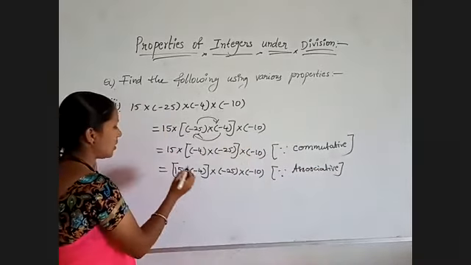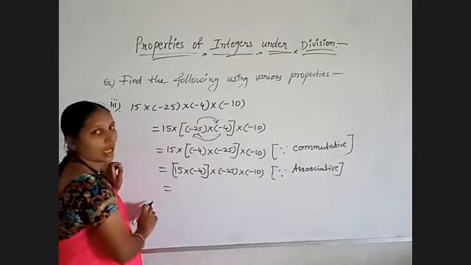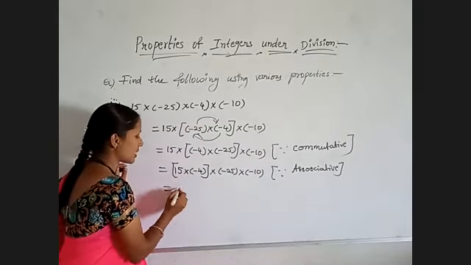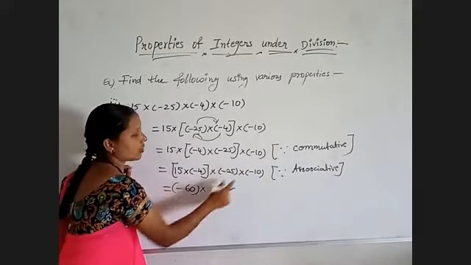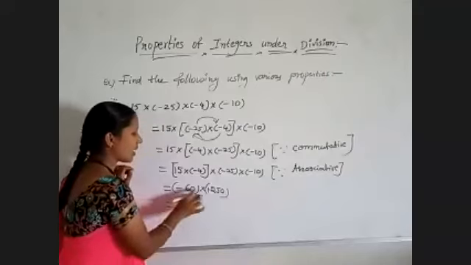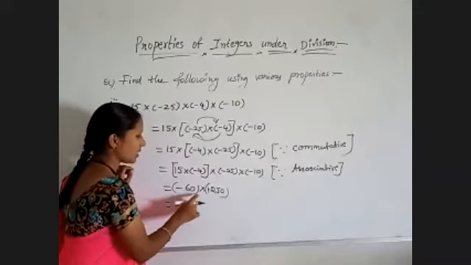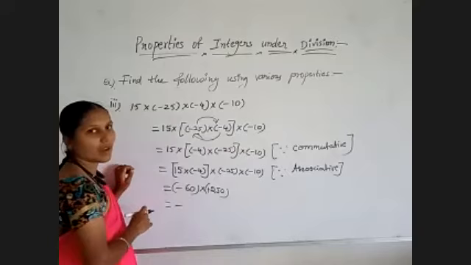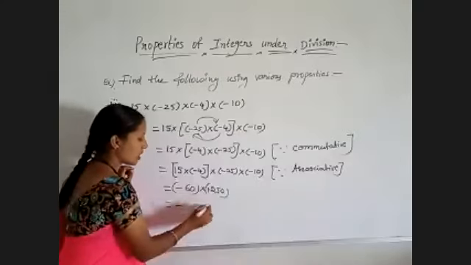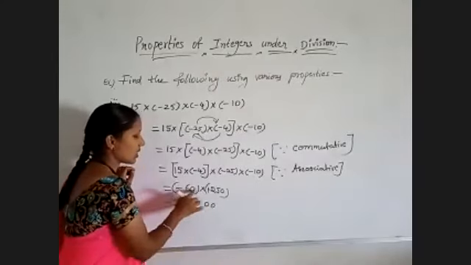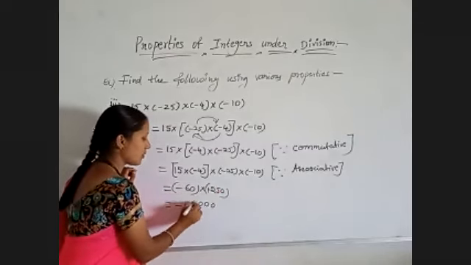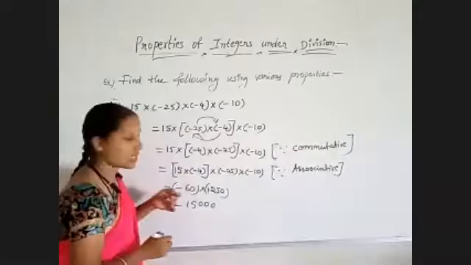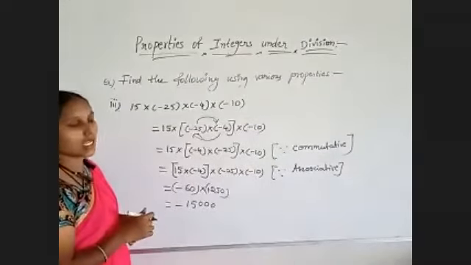Associative property. Now 15 fours are 60, minus into plus is minus 60. Then 25 into 10 is 250, minus into minus will be plus, and minus 250 into 60. What will be the answer? We will do it. Because 2 zeros are there, write 2 zeros. 6 fives are 30, 6 twos are 12, 12 plus 3 is 15. So 15,000. That's all. Very simple. We will get the answer.